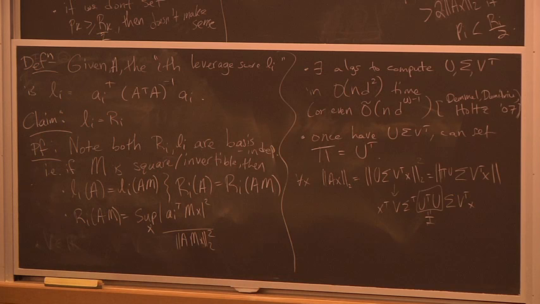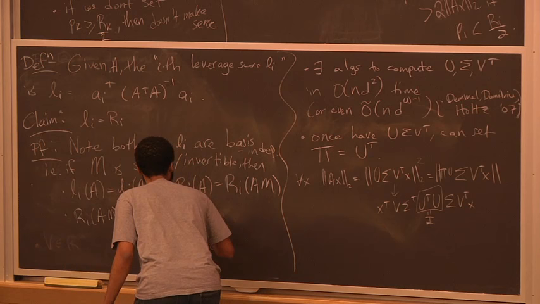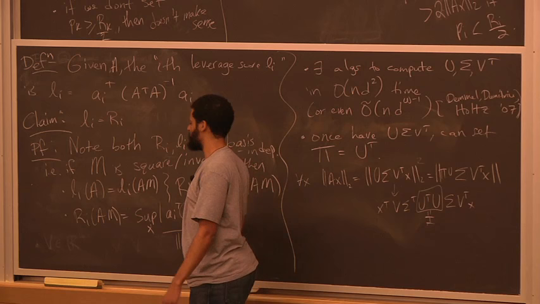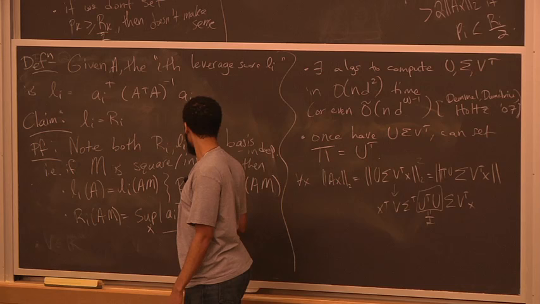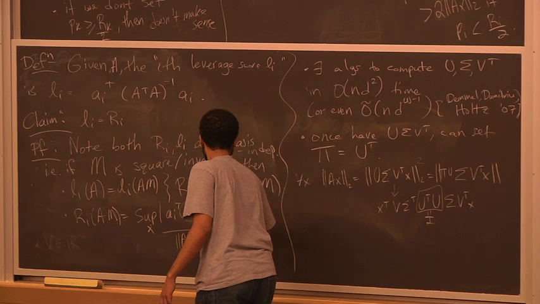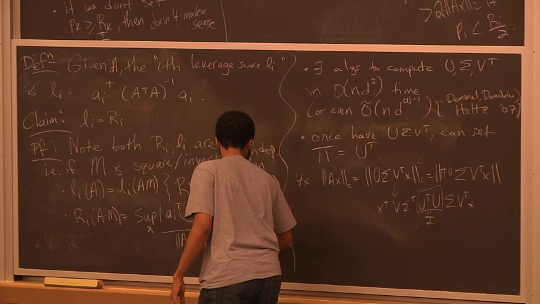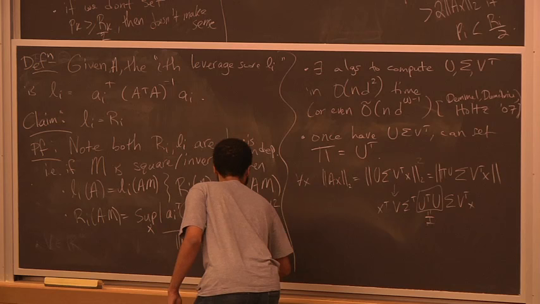But then we can just view this as y. Any y can be written as Mx, right? Because what should x be? x is just M inverse y, since M is invertible. So this is the same thing as the sup over y of (a_i transpose y) squared over the norm of y squared, which is the same thing as R_i of A.